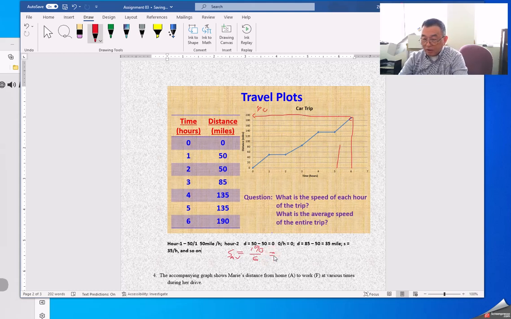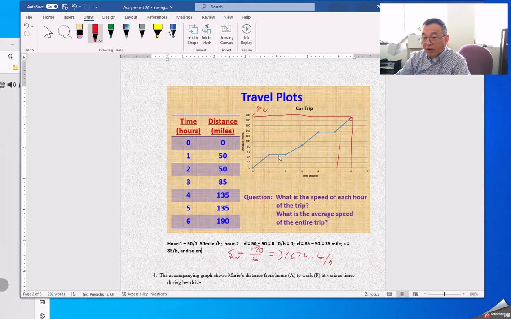I'm pressing the calculator over here. 190 divided by 6, I get 31.66 repeating, which rounds to 31.67. Don't forget the units. So it's miles per hour. Even though sometimes you drive very fast, overall the average is lower because they stopped twice.